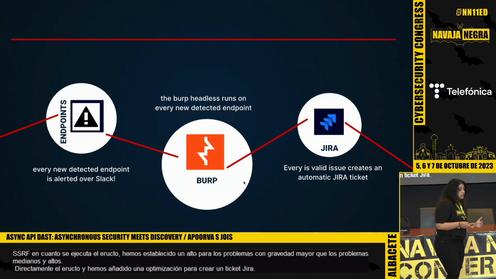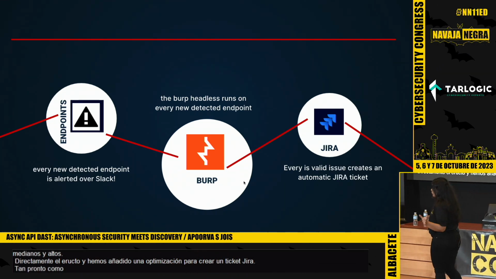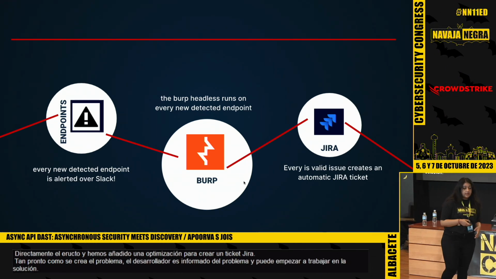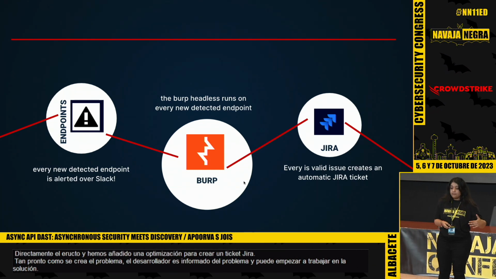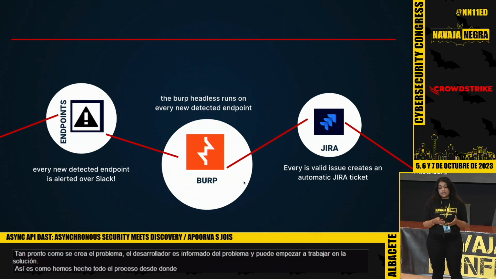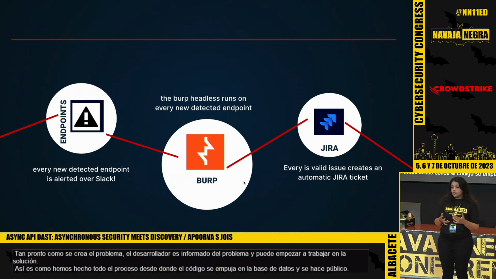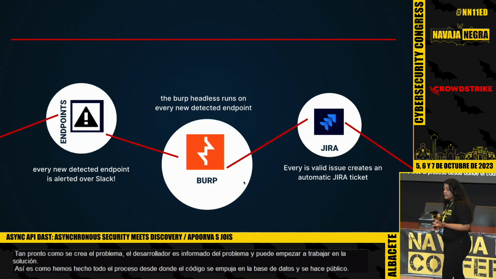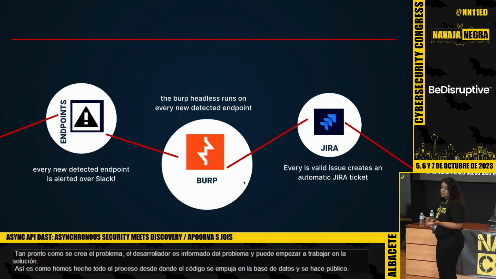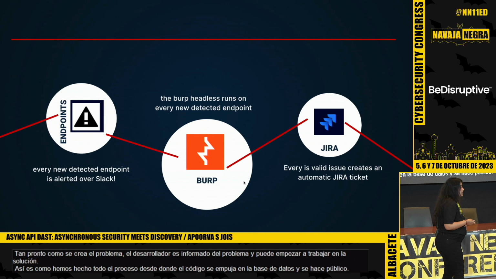So this is how we have made the entire process, from where the code is pushed and made public. We are aware of it, and we have made the entire testing process very seamless. If there are any issues with continuous testing, we have made it very easy to use. And if there are any issues, it will directly create a Jira ticket. The developer can directly start working on the fix, making our life easier as pen testers.